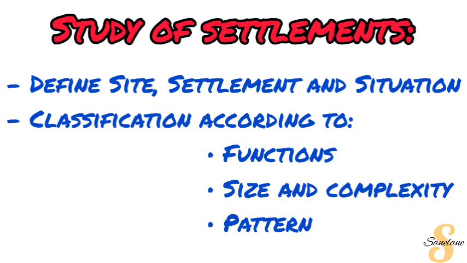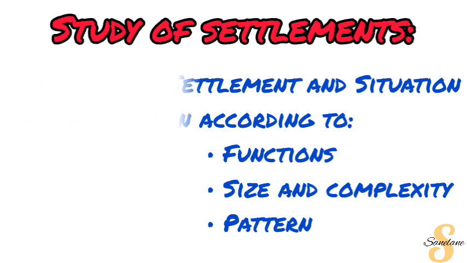Then from there you will get into the classifications. So the way settlements are, they are classified according to functions. They are classified according to size and complexity, as well as the classification according to patterns. So these are the 3 things that you need to make sure that you are comfortable with in terms of classifying. So this portion is basically just the basic info of the settlements.